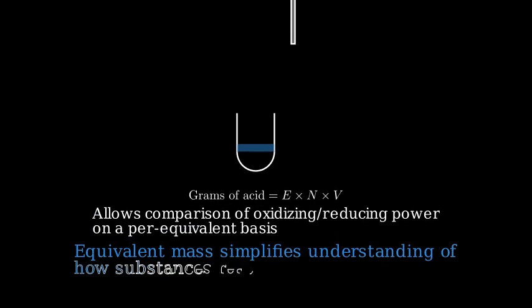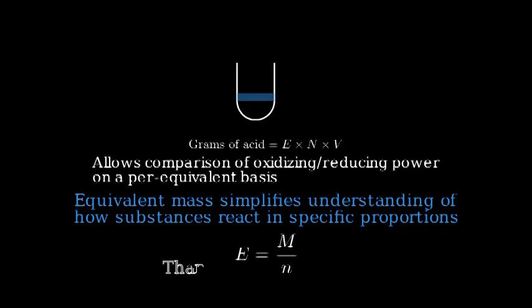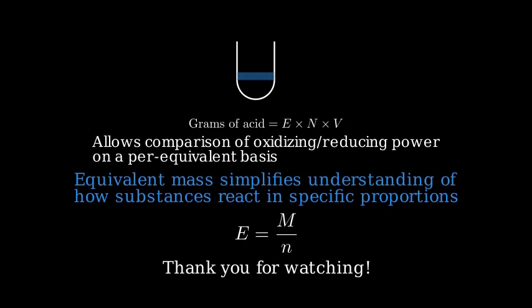In conclusion, equivalent mass is a crucial concept in chemistry that helps us understand and calculate the proportions in which substances react. By finding the equivalent mass, we can better predict and measure chemical reactions, especially in acid-base titrations and redox reactions. Remember, the equivalent mass is simply the molar mass divided by the number of reactive units transferred.